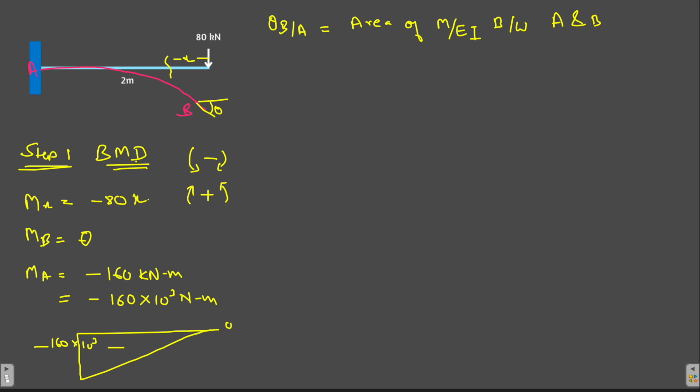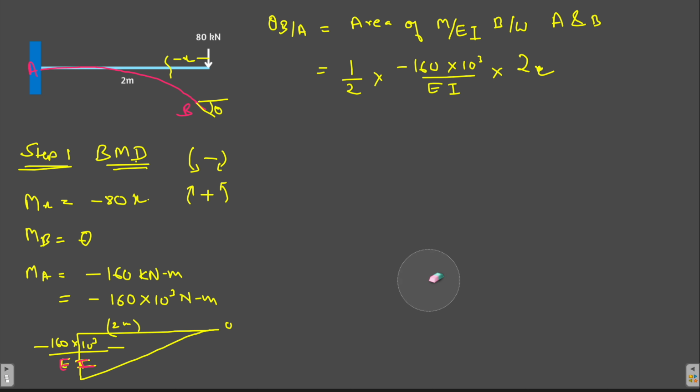Now we are not concerned with just the bending moment diagram, rather we want the M by EI diagram. So let me divide it by EI. If we simply divide it by EI, we will get the M by EI diagram. All we need to find the slope at B is the area of the M by EI diagram between A and B. So let's find this area. Area is very simple. It is the area of the triangle, half into base into height. So what is base? Base is given as minus 160 into 10 to the power 3 by EI, into height. Height is how much? It is 2 meters.